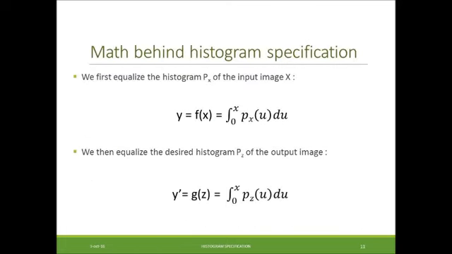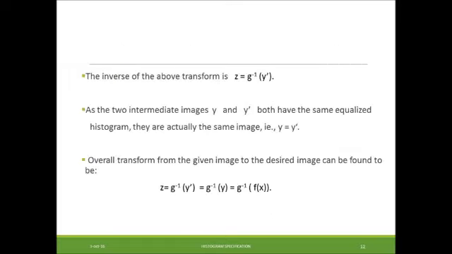Now, let's explore the math behind the histogram specification. We first equalize the histogram Px of the input image x. Y is equal to f of x, equal to the integral from 0 to x of Px of u du. We then equalize the desired histogram Pz of the output image. Y dash is equal to g of z, equal to the integral from 0 to z of Pz of u du. The inverse of the above transform is z equal to g inverse of y dash.